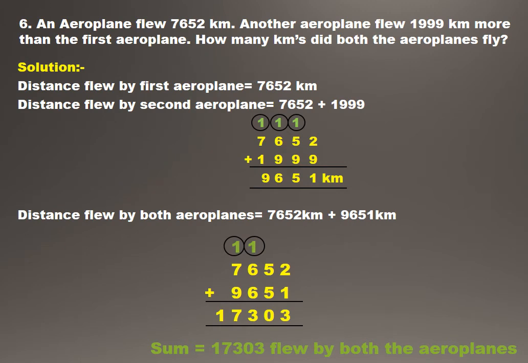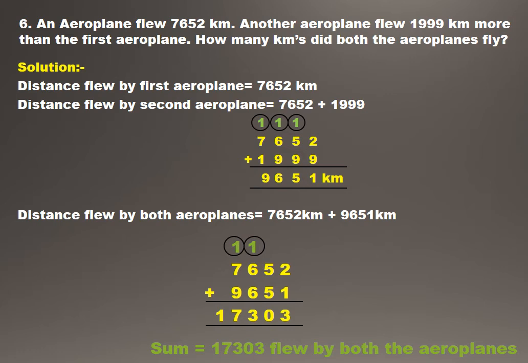Our next question is, an aeroplane flew 7,652 kilometers. Another aeroplane flew 1999 kilometers more than the first aeroplane. How many kilometers did both the aeroplanes fly? Hope you understand the question. What is given in the question?